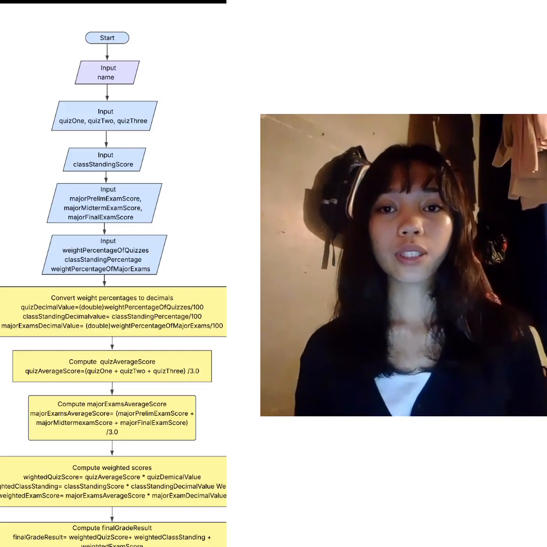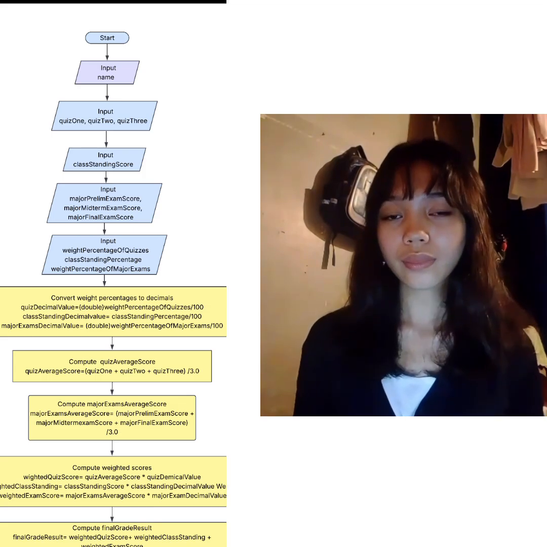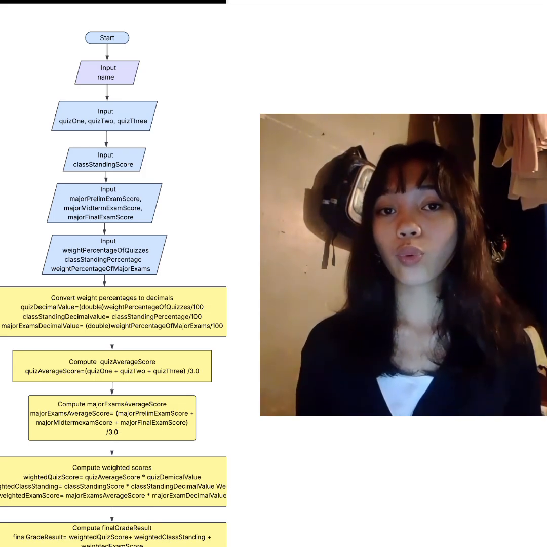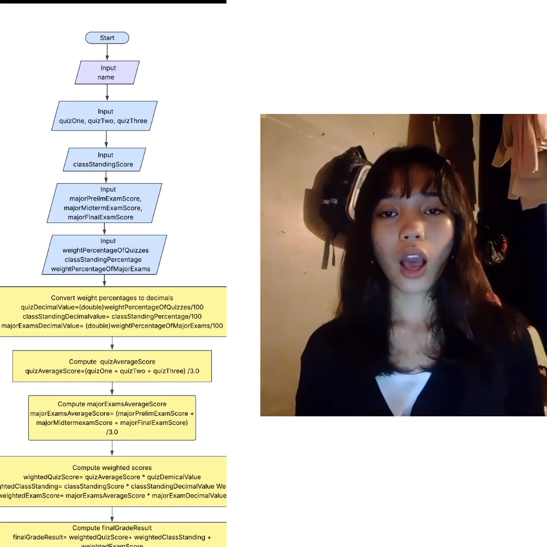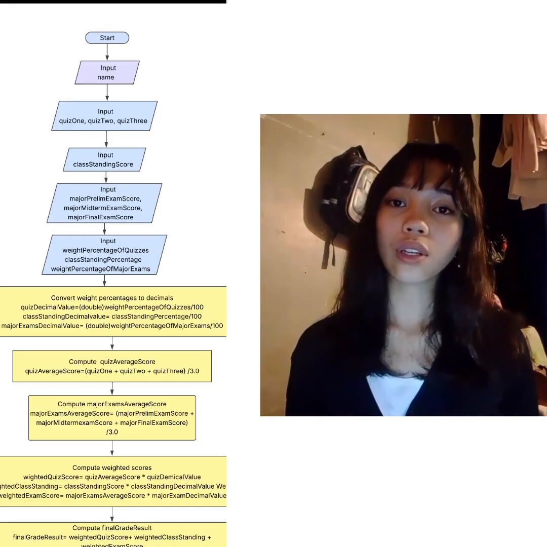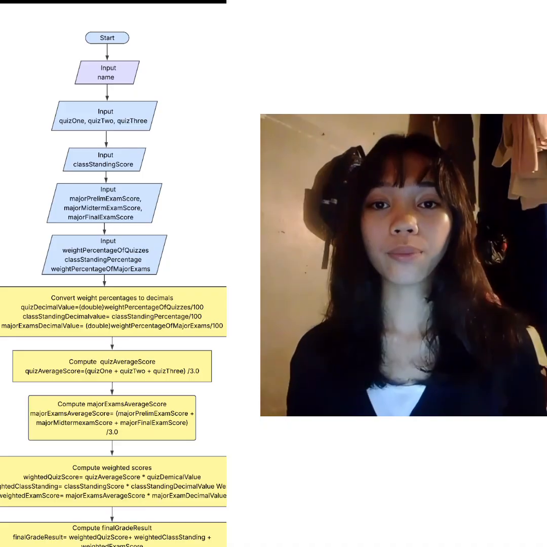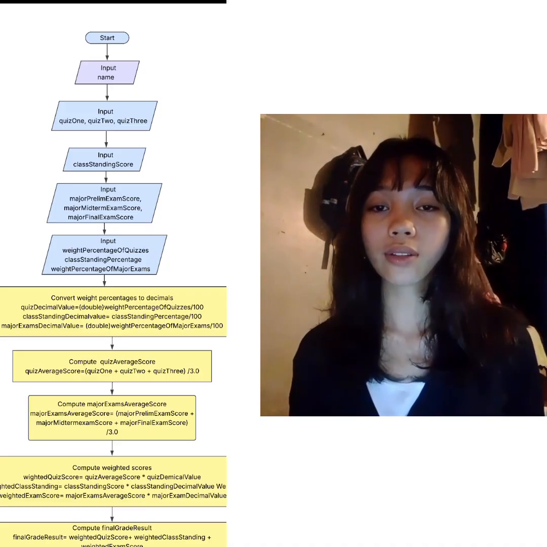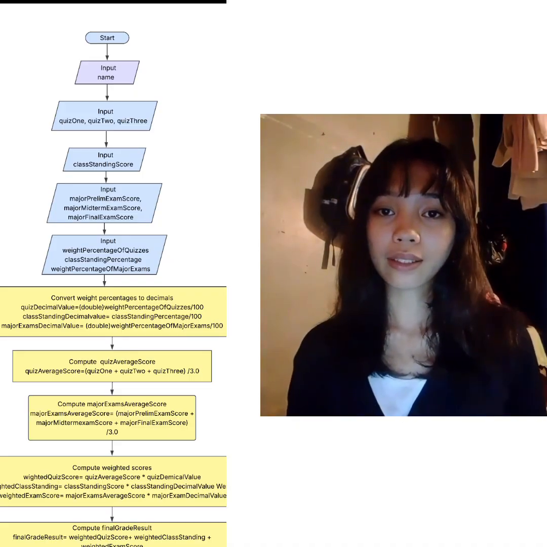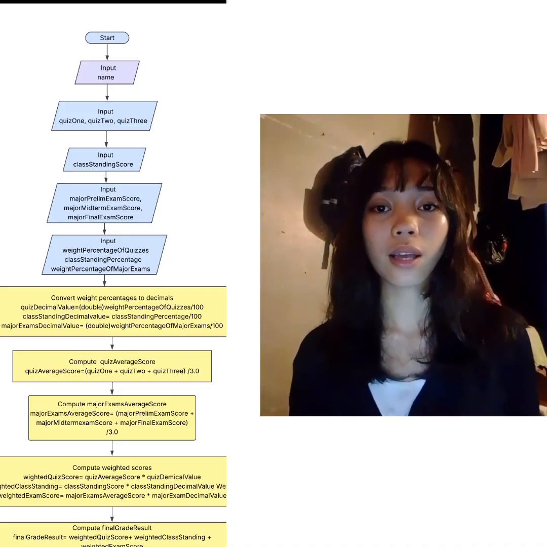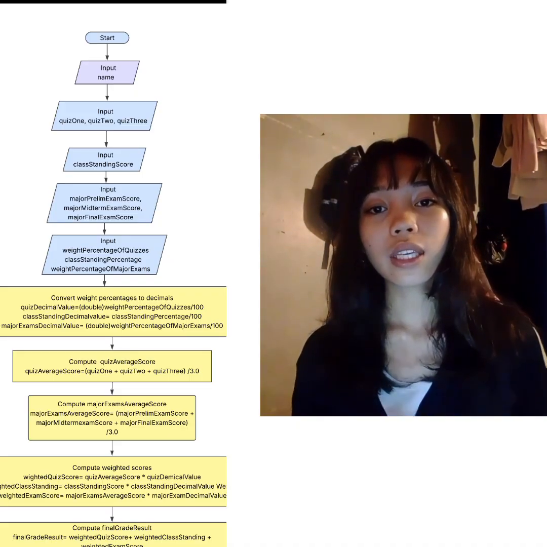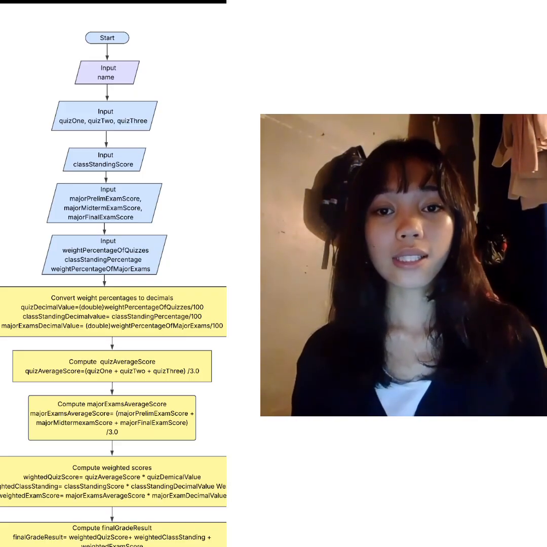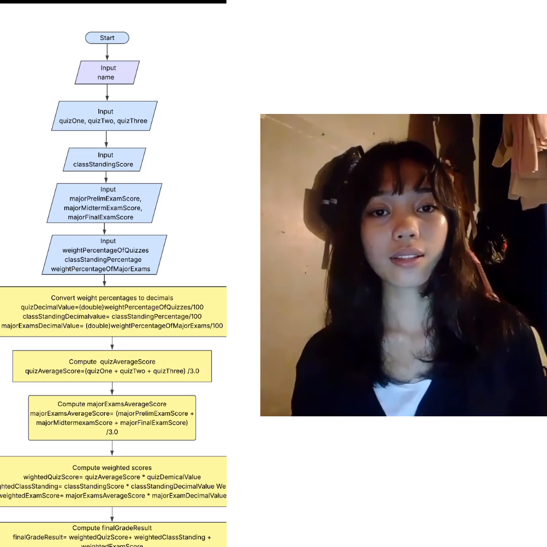The first input is the student's name. Next, the program asks the user to enter the score for quiz 1, quiz 2, and quiz 3. After that, the user enters the class standing score. The next inputs are the three major exam scores: a prelim exam, midterm exam, final exam. Then, the user enters the weight percentages for the quizzes, class standing, and major exams.